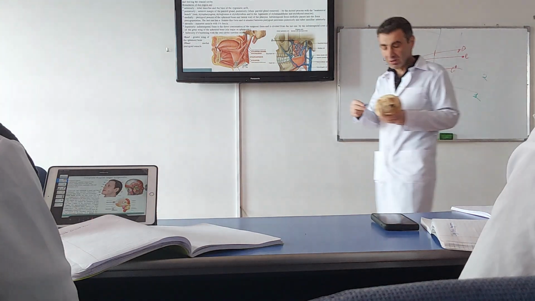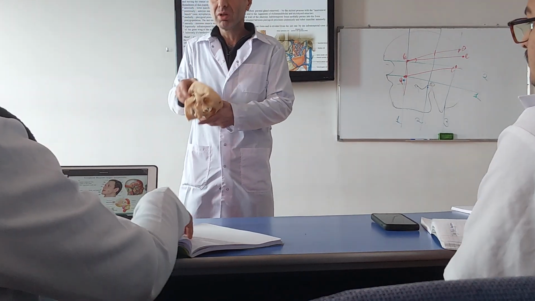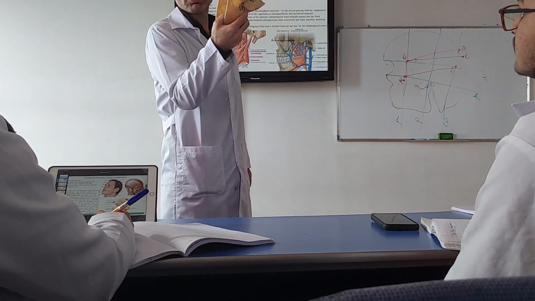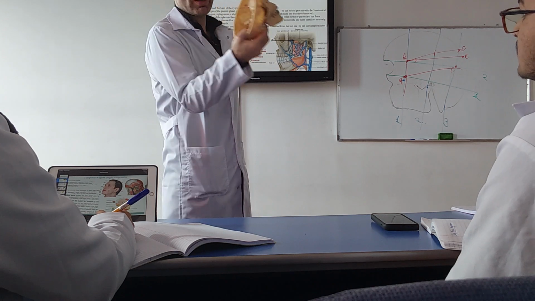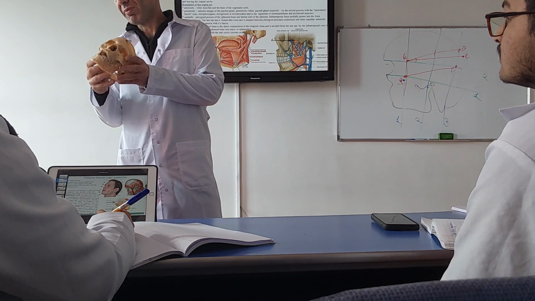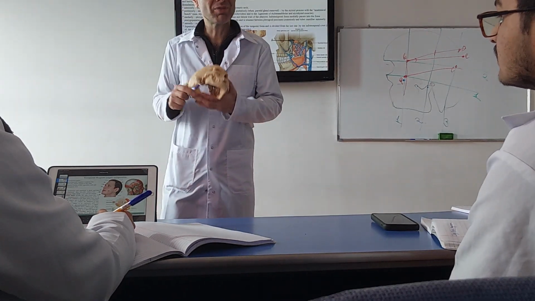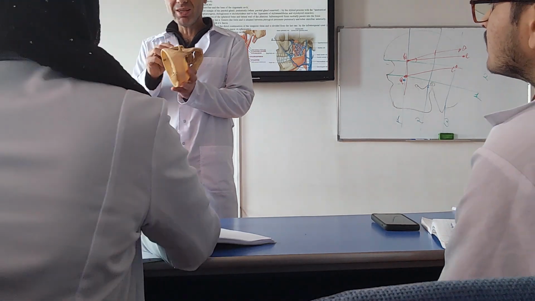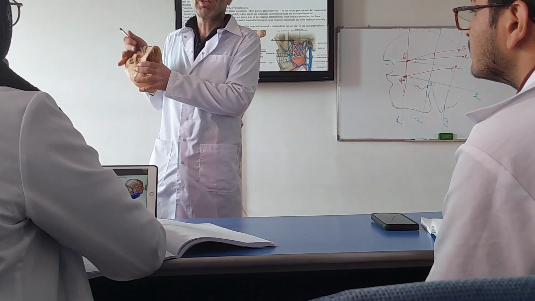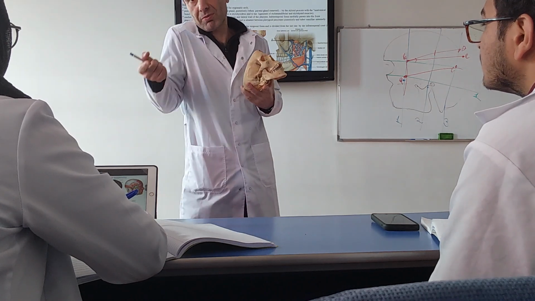Now my pen is inside the deep phase region, and let's recognize the borders of this deep phase. Now look, from in front, my pen touched two structures: the tuber maxillae, and the base of the zygomatic arch, as you can see here. From behind, if I push the pen from front to back, of course it will touch the parotid gland, which is located inside the retromandibular fossa.